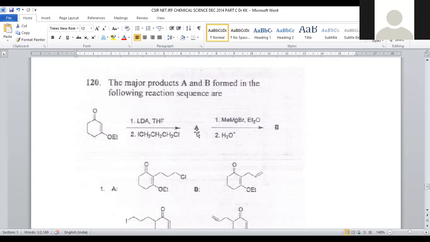So after this you get compound A. It will be treated with the Grignard reagent methyl magnesium bromide in the presence of dry ether, and subsequently hydrolyzed under acidic conditions, and you will get the final compound B.